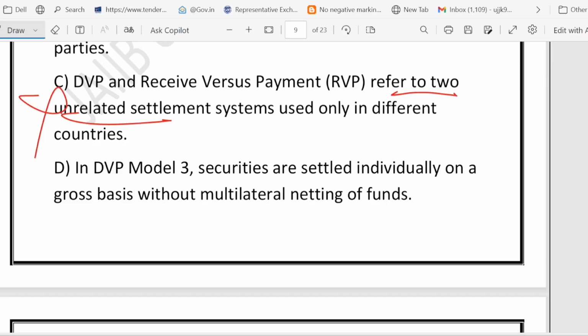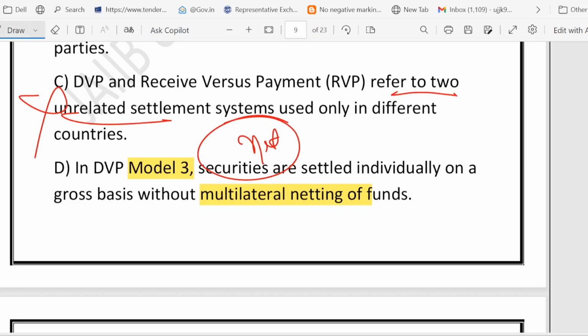This is also wrong. If we talk in the context of model number 3, both securities and funds are settled on a net basis, right? They are settled on a net basis, not individually. That means all the transactions between multiple parties are first netted off, and only the final balance is settled. That is called net basis. This saves time and this saves money also.